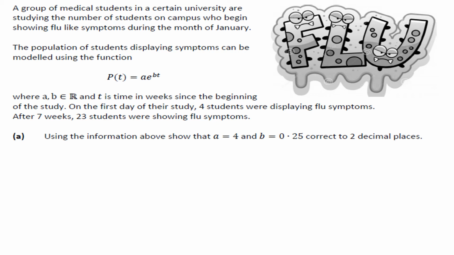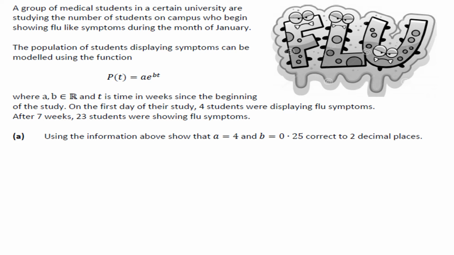The population of students displaying symptoms can be modelled using this function. P of t, be careful, that means P of t, so it's a function in terms of t. It does not mean multiplication, so be careful there. So P of t is equal to a e to the power of bt, where a and b are elements of the real numbers and t is the time in weeks since the beginning of the study.